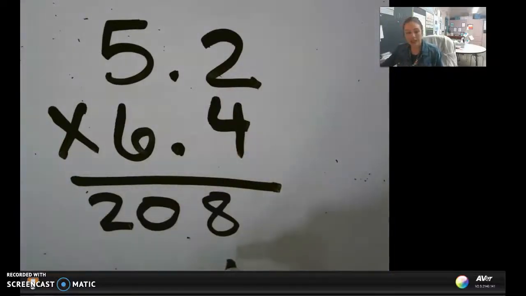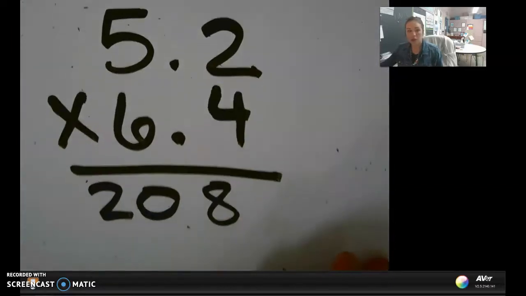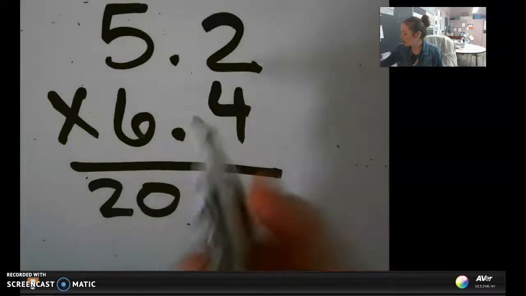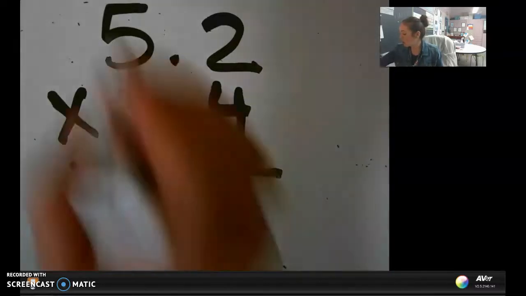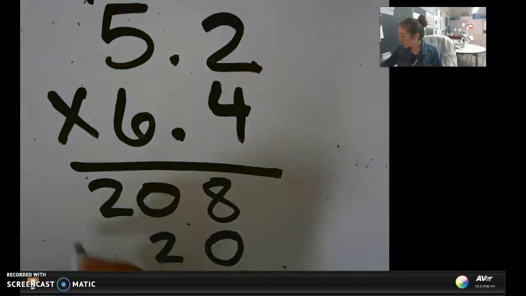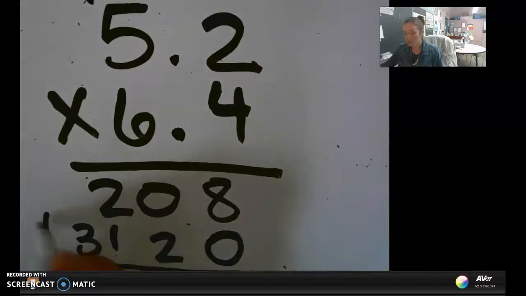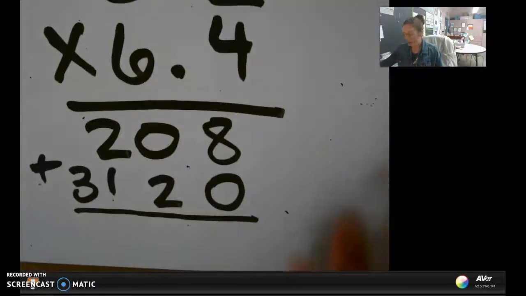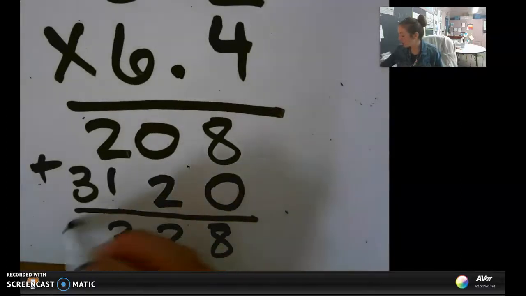Starting my second line, so I'm going to put that 0 in. 6 times 2 is 12. Carry my 1. 5 times 6 is 30, plus 1 is 31. Add them up. Sorry, I wrote a little too big. So 8, 2, 3, 3.